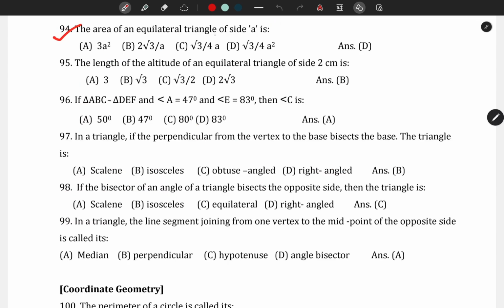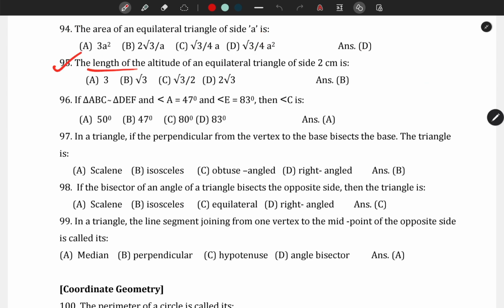Next question, the area of an equilateral triangle of side A. So this is a formula you have to remember. Area of an equilateral triangle is root 3 by 4 into side square, or A square, which is option D.